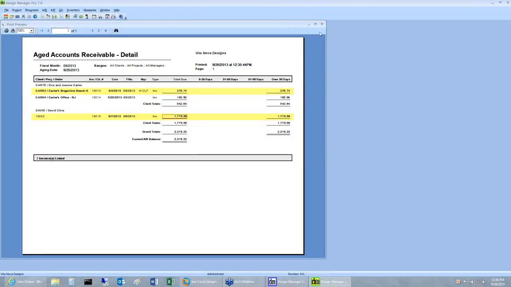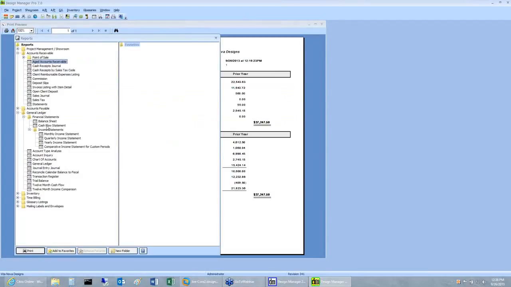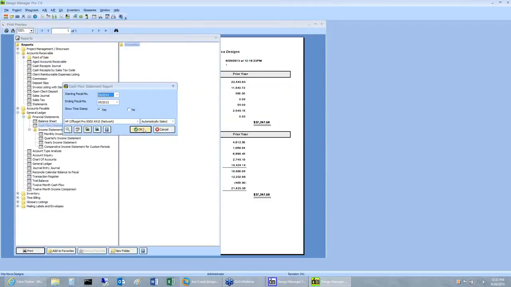What a statement of cash flows does is it reconciles your income on your balance sheet to how cash is flowing through your accounting system. So basically what it does is it starts out with the net income, and let's see if we can bring one up here.